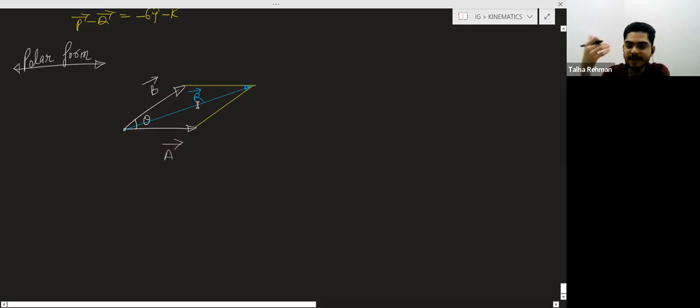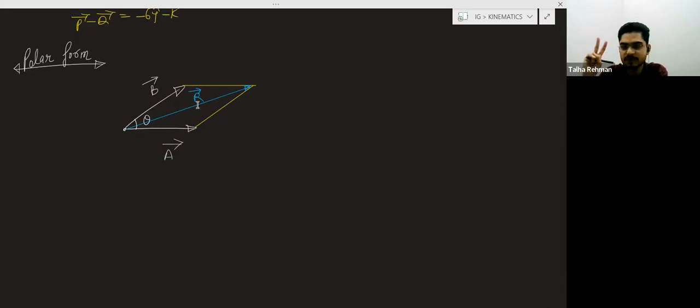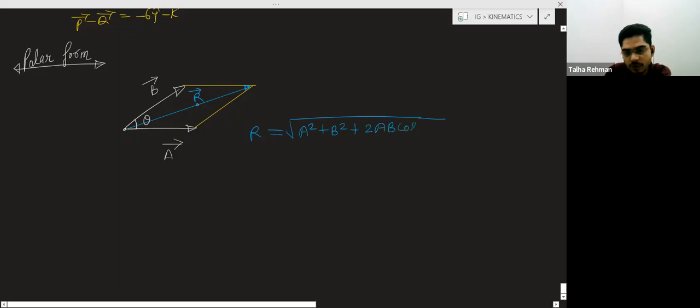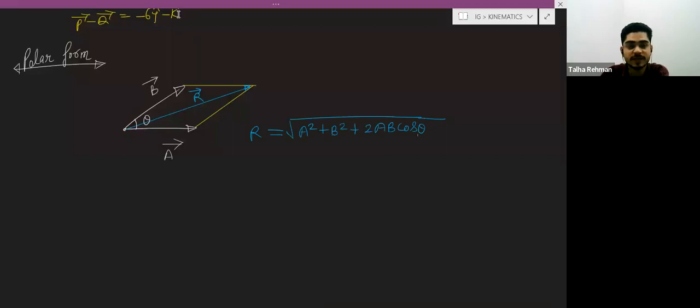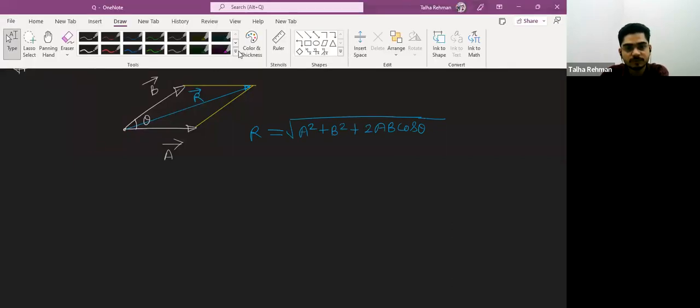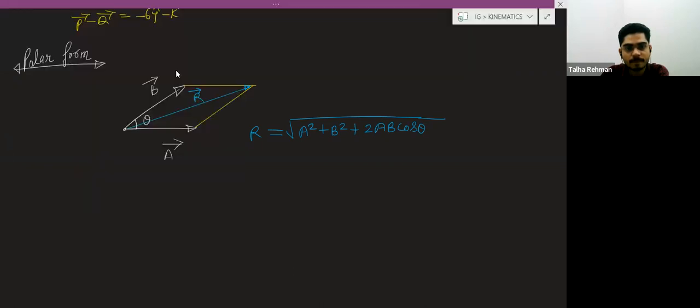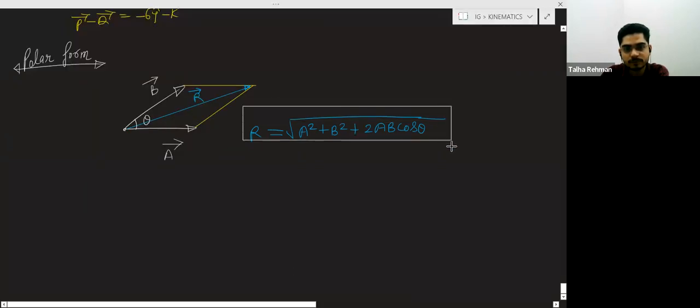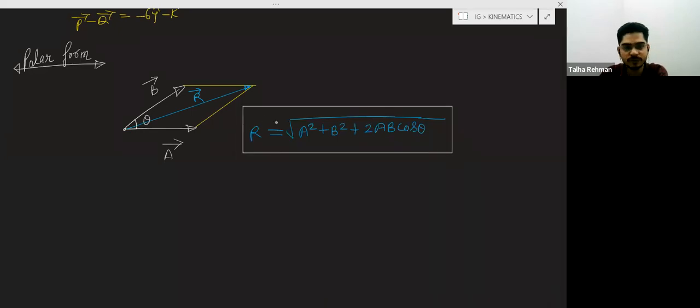Okay, and the magnitude, I have told you vectors have two things. One is the direction, another is the magnitude. So the magnitude of this resultant of two vectors acting at an angle theta is given by the square root of magnitude of A vector square plus magnitude of B vector square plus 2AB cos theta. This is a very important formula.